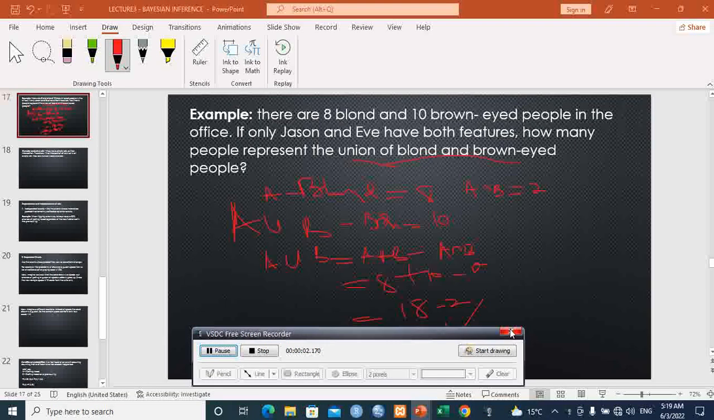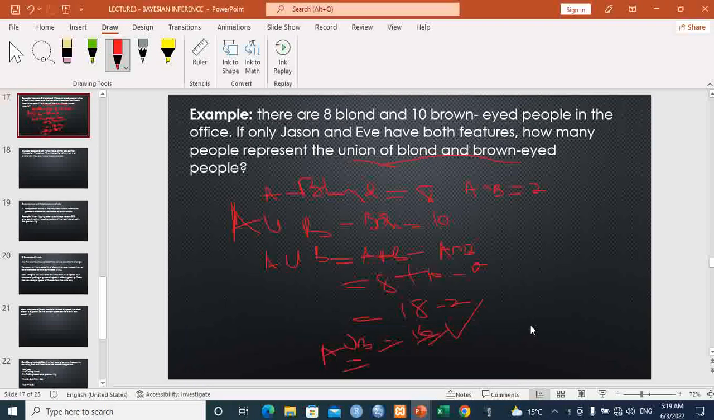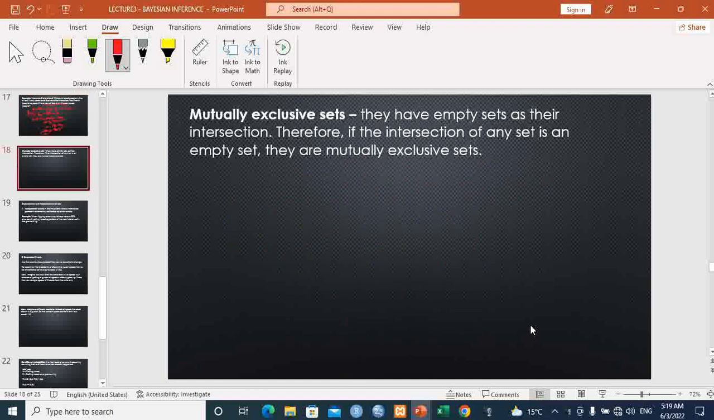Hello folks, welcome back. In this class, we are talking about mutually exclusive events. In our previous class, we talked about the intersection of sets, and we discussed the union of sets. Let's now look at mutually exclusive events or sets, and I'll have the freedom to use some probability theory terms.